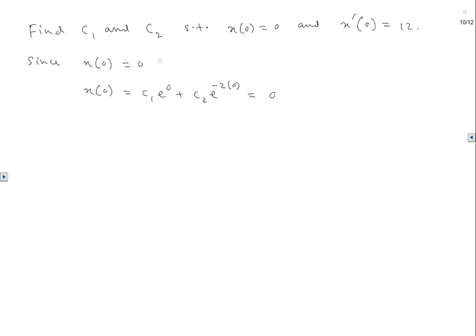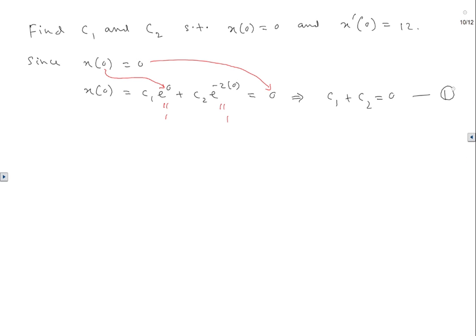That's given. That's 0, and this is this 0. Okay, this is two different zeros. And then what's gonna happen? You can see that in this case this is 1. This is also 1. So that means this is gonna give you c1 plus c2 equals 0. I'm gonna call this equation 1.